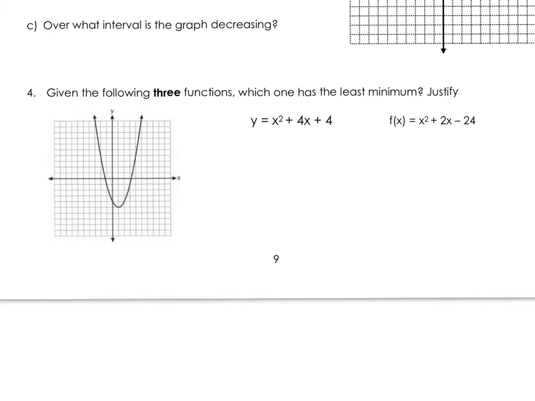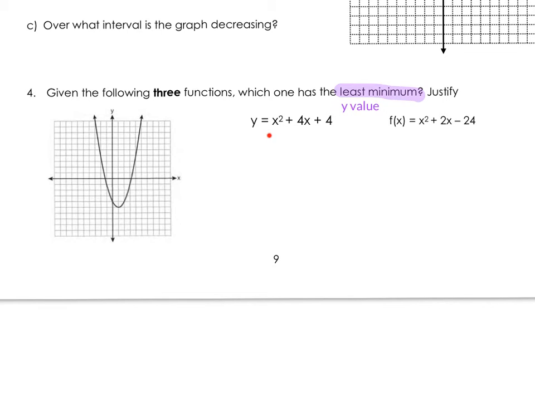And then for this last part, given the following 3 functions, which one has the least minimum? So when we're talking about the least minimum, remember we're talking about a y value. So we can find the minimum in the graph by just looking at the graph and finding the lowest point. But for these equations, we need to find the axis of symmetry, which will tell us where the smallest value happens, but then we have to plug it in.